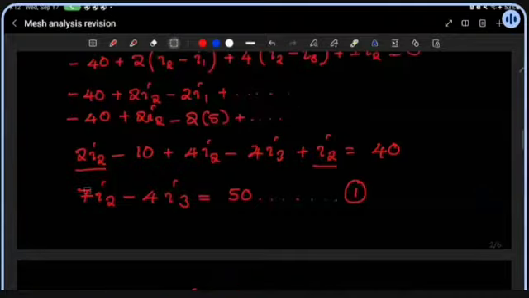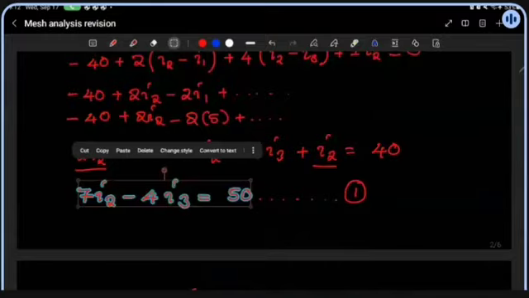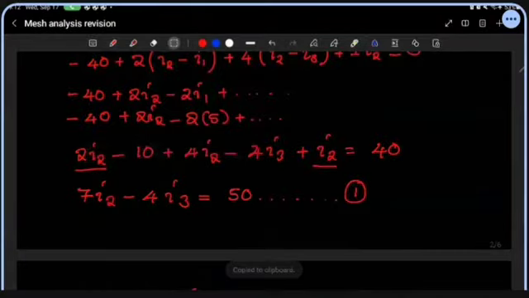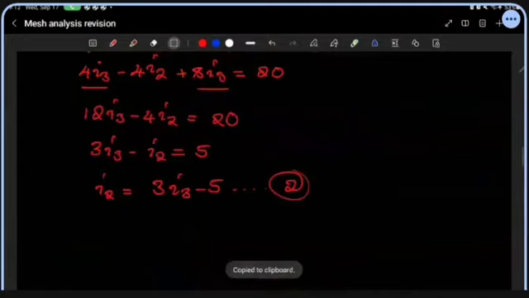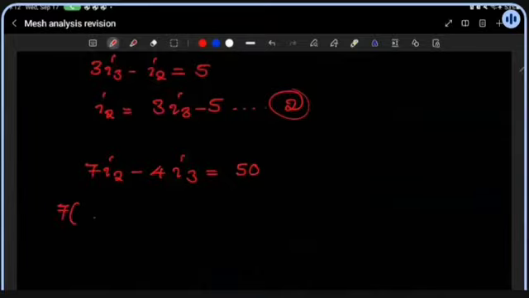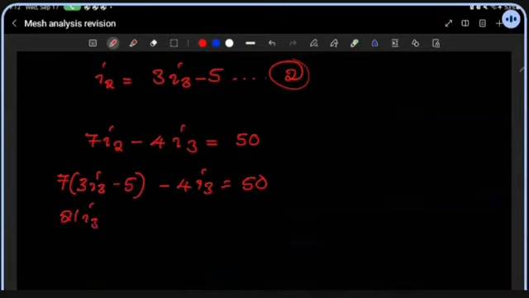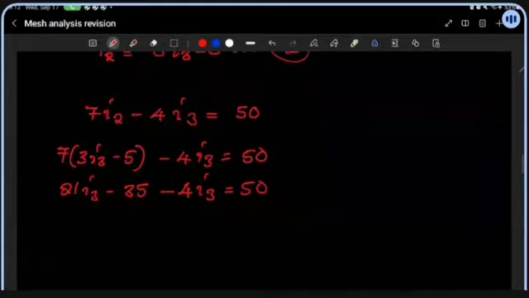So we now have the expression for I2, and remember equation 1 also gave us the relationship between I2 and I3. So get this expression, and where there's I2, we'll substitute. So this becomes 7, where there's I2, we're putting 3I3 minus 5, then minus 4I3 is equal to 50. Multiply: 21I3 minus 35 minus 4I3 is equal to 50. 35 goes to the right, the 4 and the 21 will interact. So when we say 21 minus 4, we get 17. Is it 17?